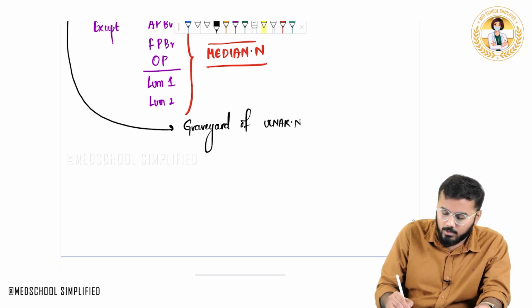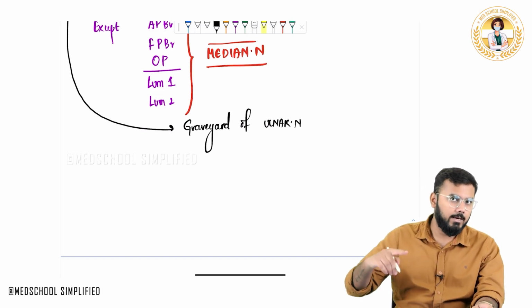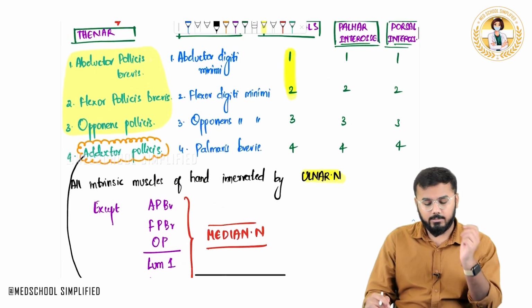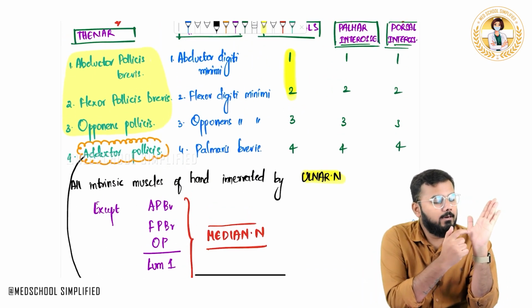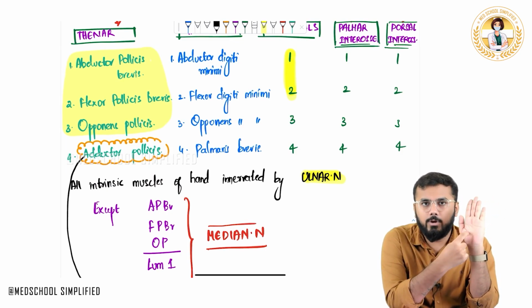Adductor pollicis is called the graveyard of the ulnar nerve. Now why is this called the graveyard of the ulnar nerve? I will tell you. Look here. Where is adductor pollicis? That is a thenar muscle, so it must be located here.